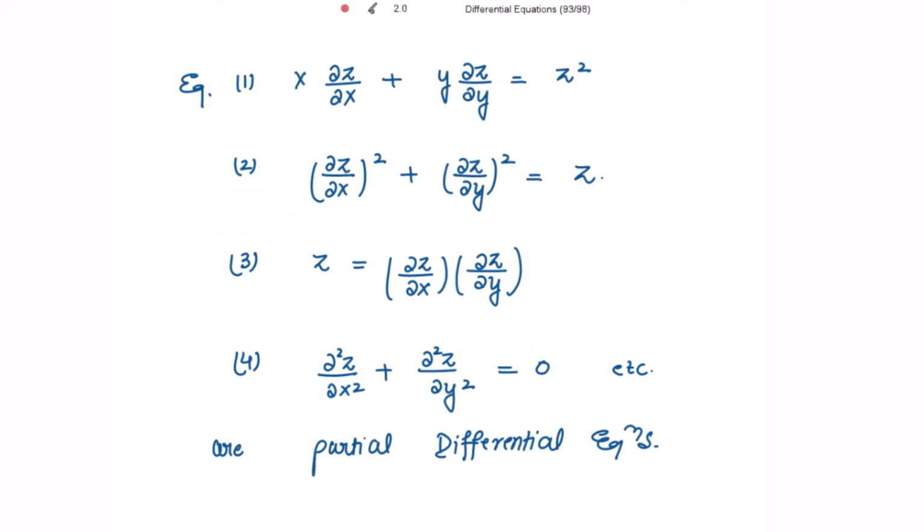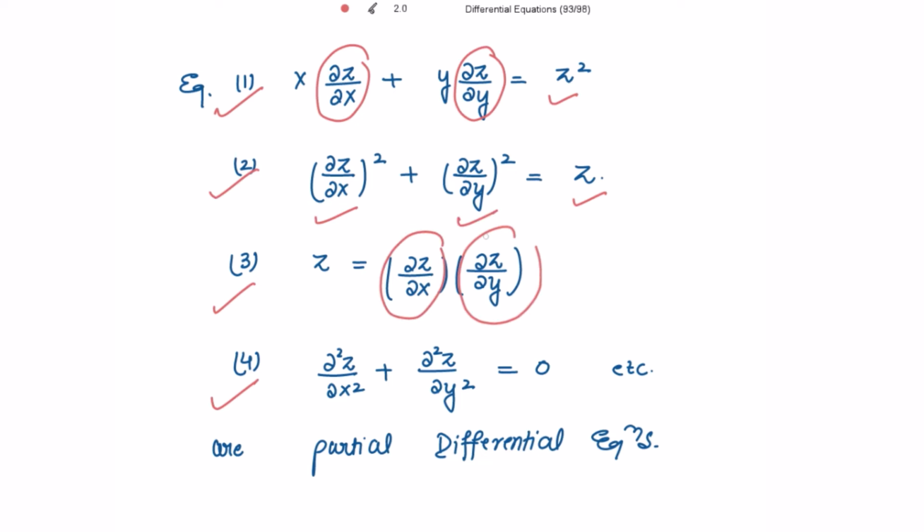These are the examples for the partial differential equations. If you notice, each of these equations is containing the dependent variable and also its partial derivatives, right? These are the partial derivatives. We can also have the second order partial derivative of z with respect to x, also having the second order partial derivative with respect to y.